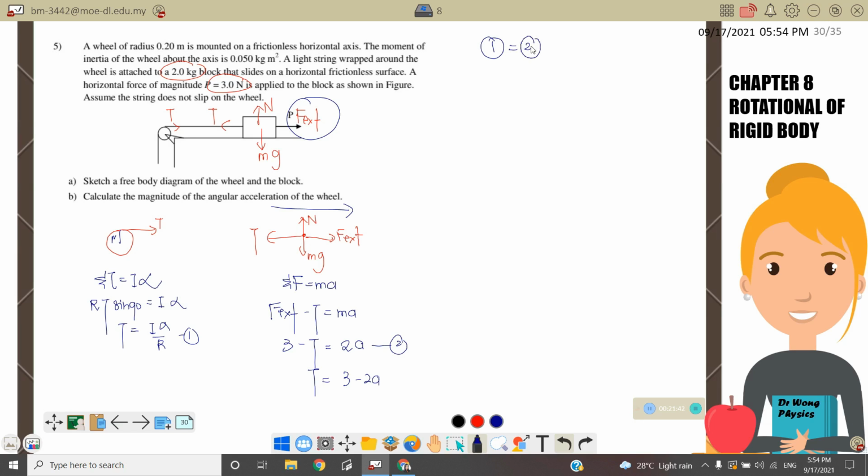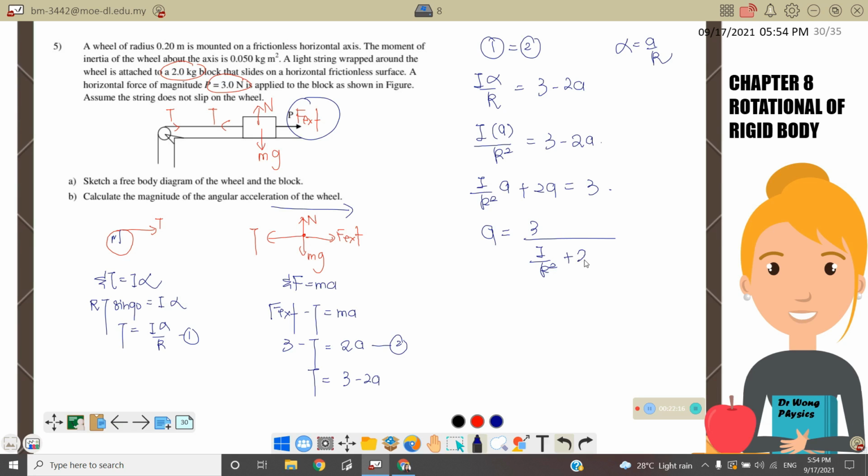Substitute equation 1 into equation 2, where we can write I alpha over R equals 3 minus 2a. Again, alpha equals a over R, so we can change to I a over R squared equals 3 minus 2a. We factorize a: I over R squared times a plus 2a equals 3. So a equals 3 over (I over R squared plus 2), where I is 0.05 and the radius is 0.2 squared, plus 2. Finally, we will get 0.923 meters per second squared.